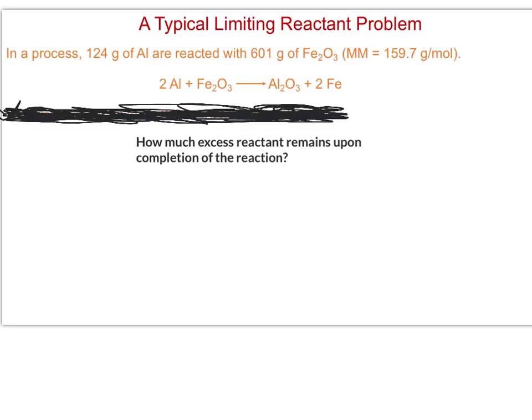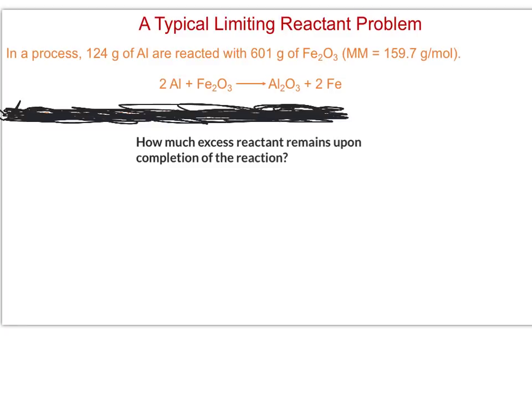So at this point you've done limiting reactant problems, but now what's a procedure for how to conduct an excess reactant problem? So how much excess reactant would remain upon the completion of a reaction with 124 grams of aluminum reacting with 601 grams of iron(III) oxide?